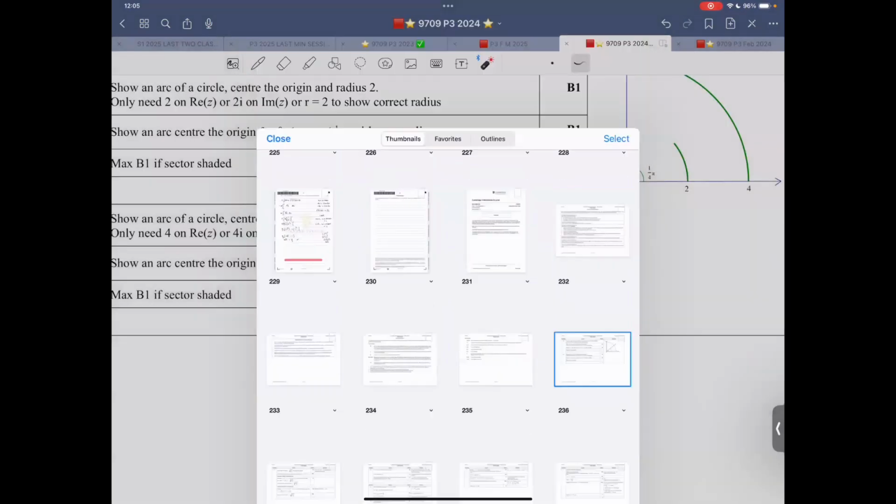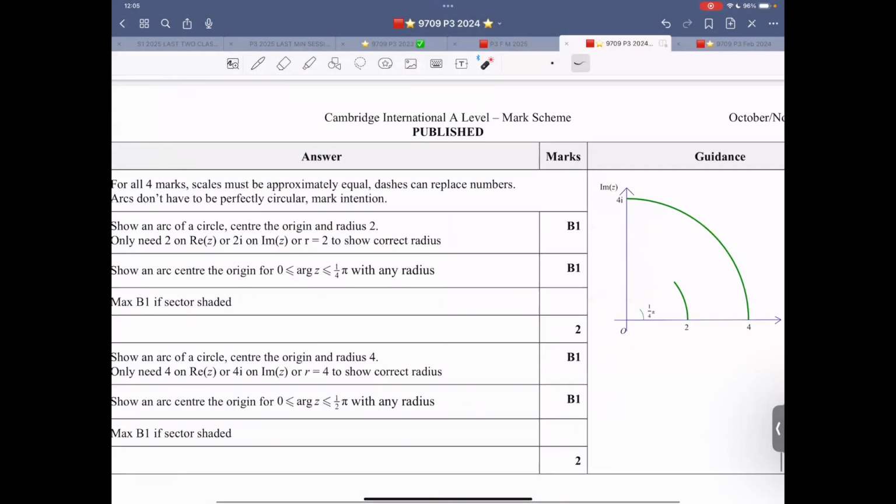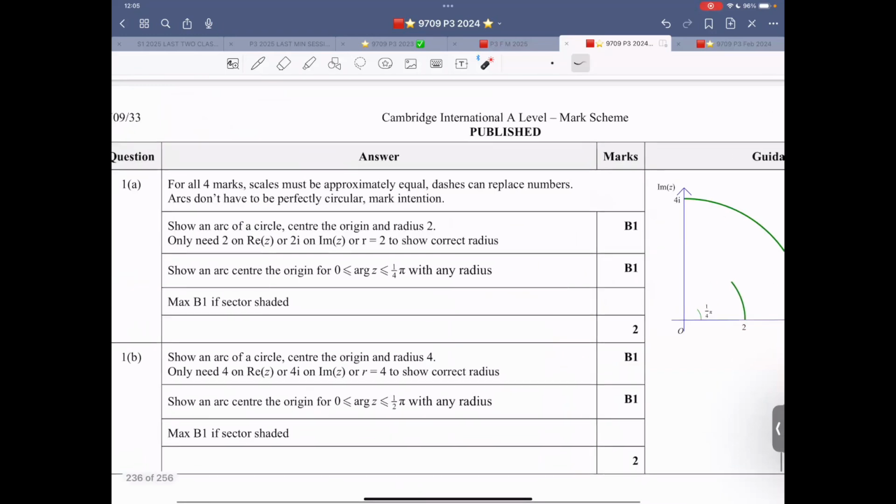Let's also go to the mark scheme. And that's the first question over here. So they have drawn the arc. The arc is the colored thing. For all 4 marks, scales must be approximately equal. Dashes can replace numbers. Arcs don't have to be perfectly circular. Mark intention. Show an arc of a circle, center origin, radius 2.